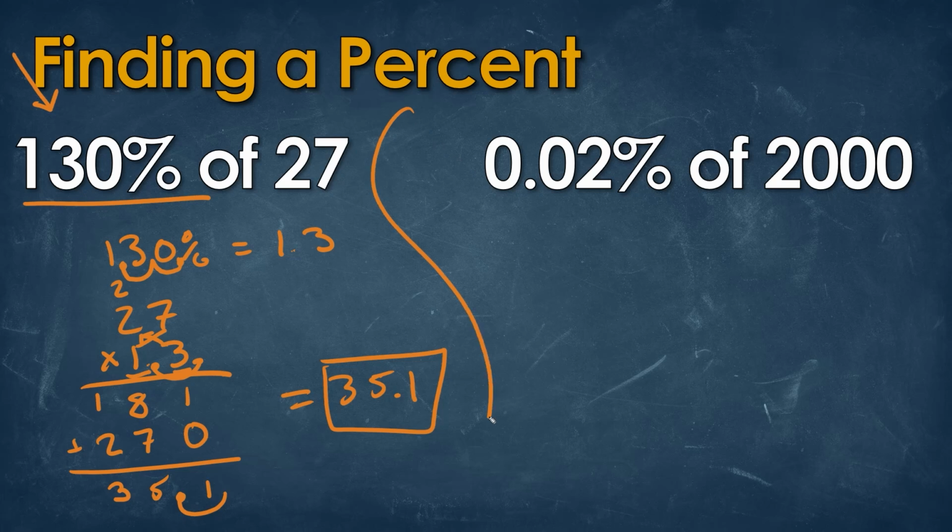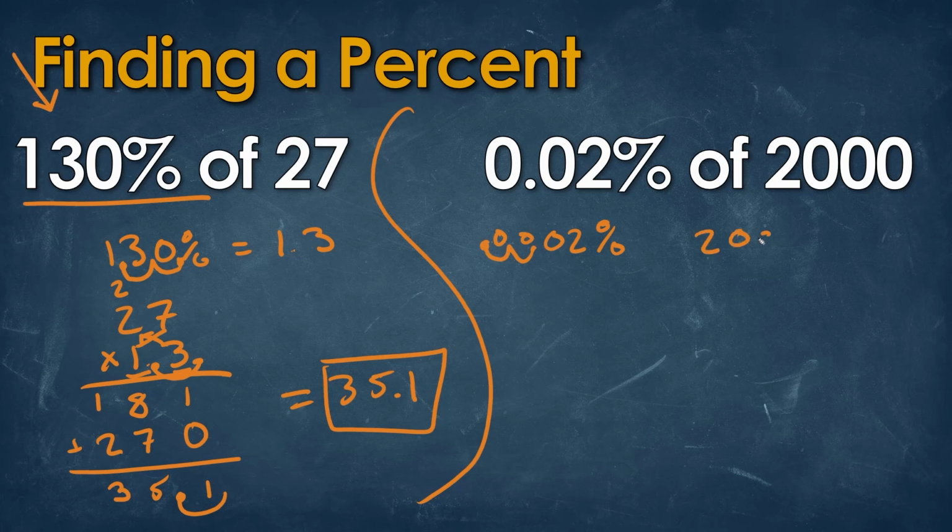Now looking at this next example, what would we do if we have 0.02%? Well, we still just move it over 2 decimal places. But since we already have a decimal, we always move it to the left 2. So that's going to add 2 additional zeros to our number.